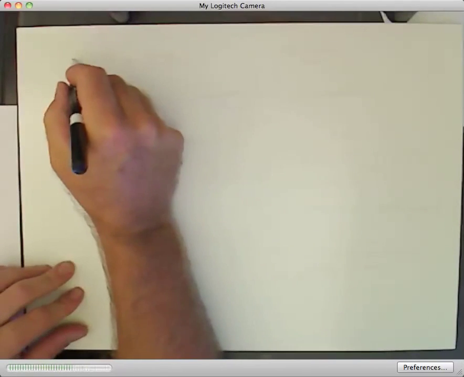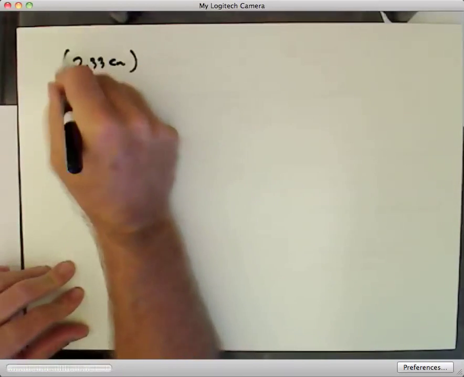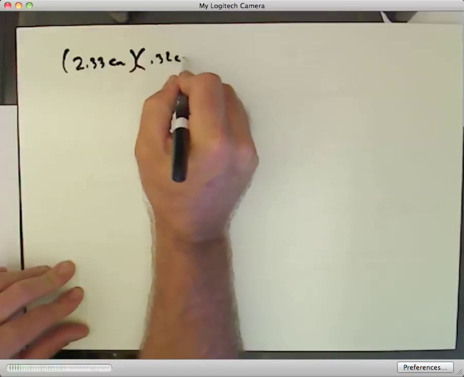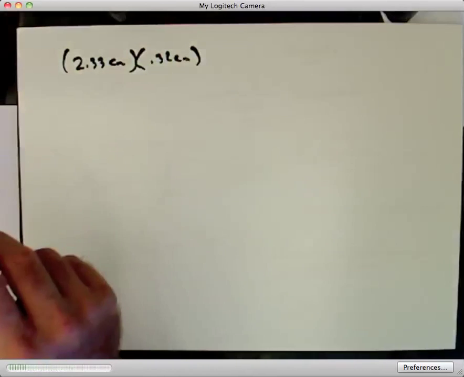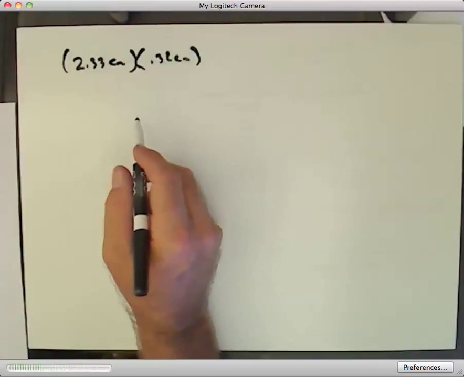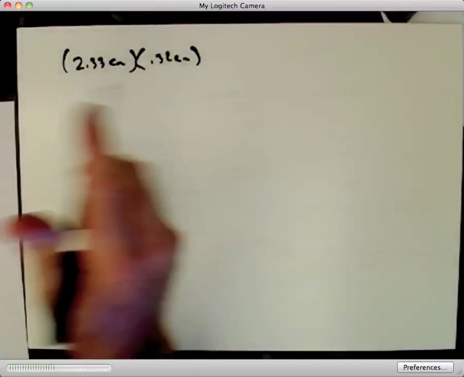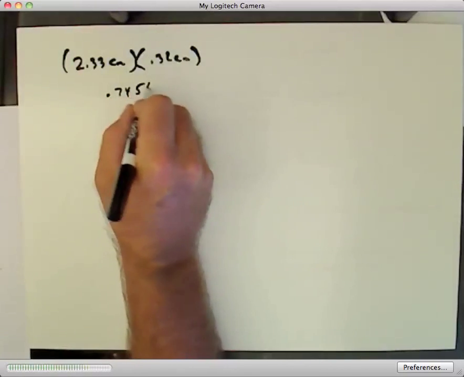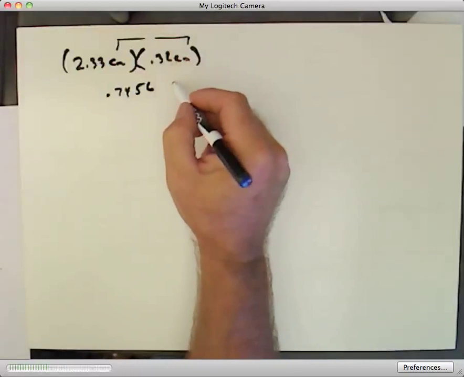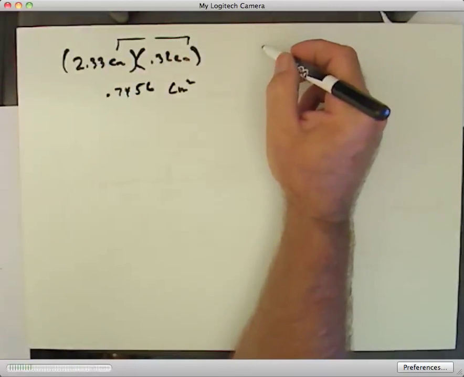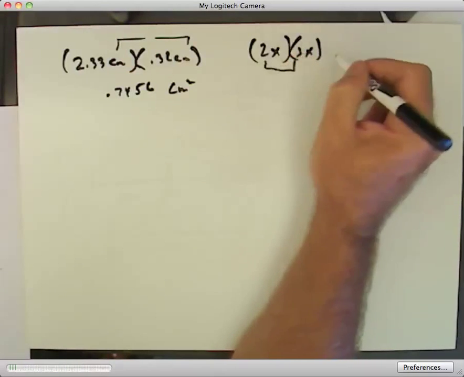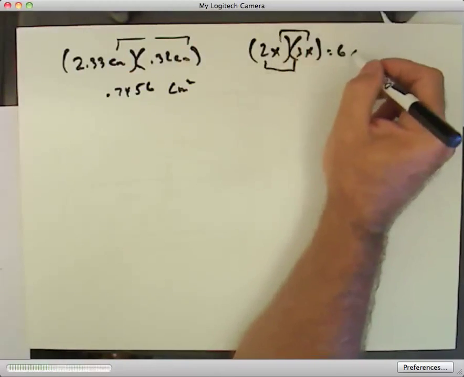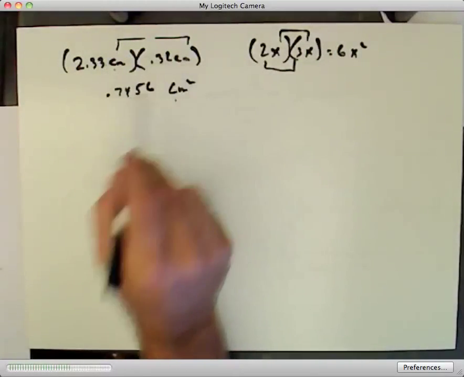So let's look at multiplying. Multiplying is different. You have 2.33 centimeters times 0.32 centimeters. Well, first of all, they're both hundredths place, but that doesn't matter for multiplying. When you multiply 2.33 times 0.32, you get 0.7456. The units would be centimeters squared. Because, which we did in class, if you had 2x times 3x, you do the numbers and you get 6, and you do the letters and x times x is x squared. So centimeter times centimeter is centimeter squared.